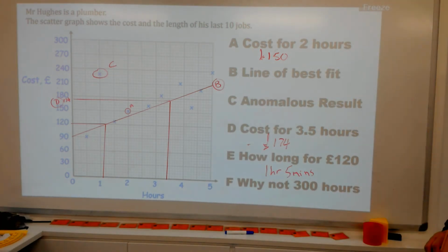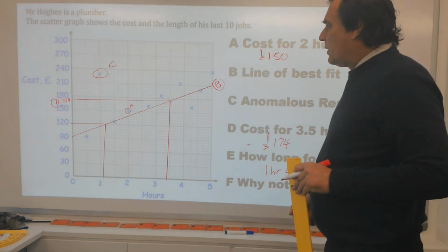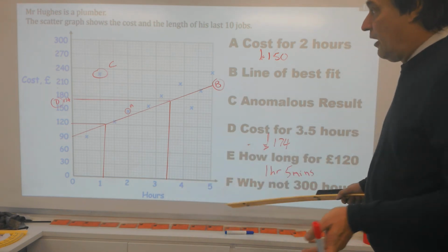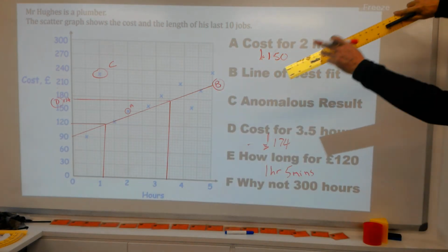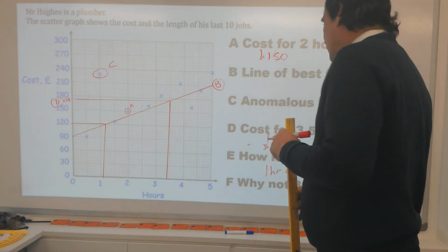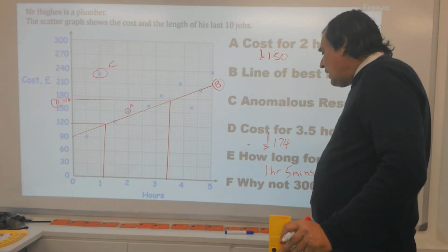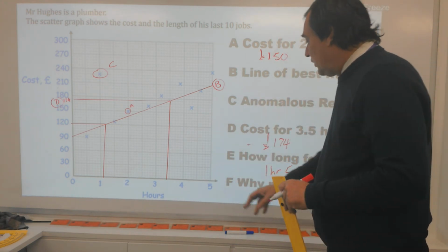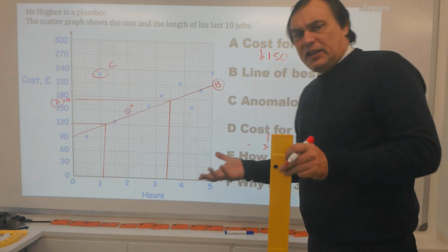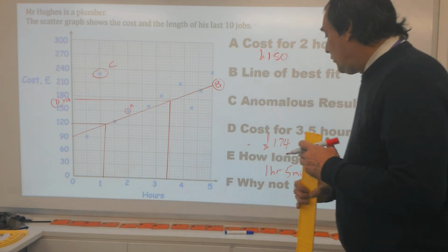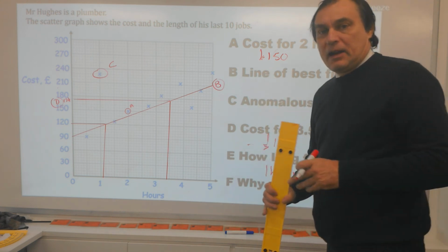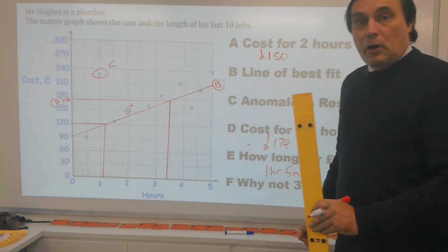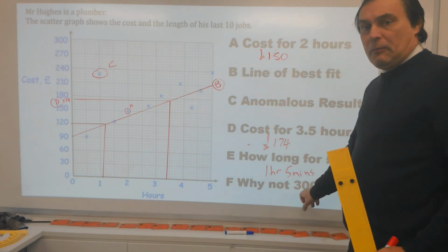Finally, why have we not got a reading for 300 hours? There's 2 reasons here. One, the graph only goes up to 5, so you can't really use this line to go all the way up and measure for 300 hours. And the other thing is, Mr. Hughes is just a small domestic plumber. You might want to put the excuse in like that. The sort of jobs he does only last a day or 2 at the most. 300 hours would probably be a bigger job, and there might be a different charging structure. So in other words, this graph wouldn't be appropriate for jobs of a much larger scale.